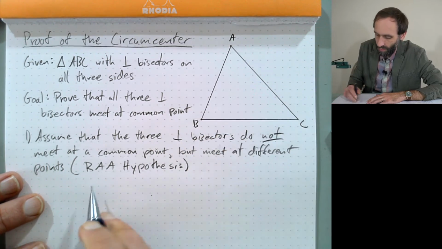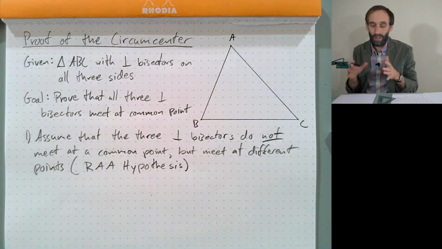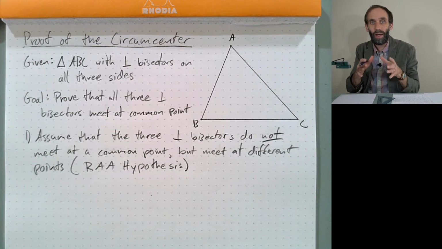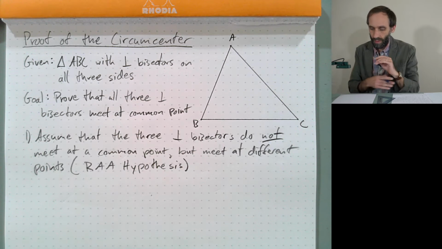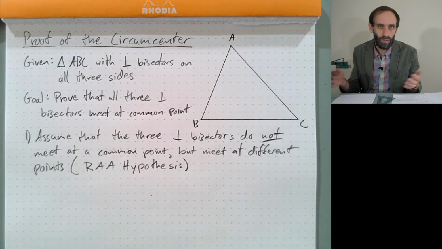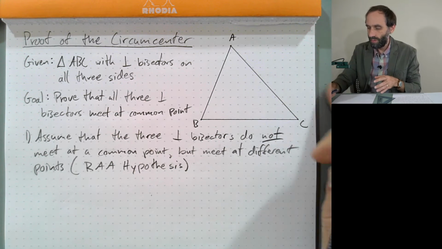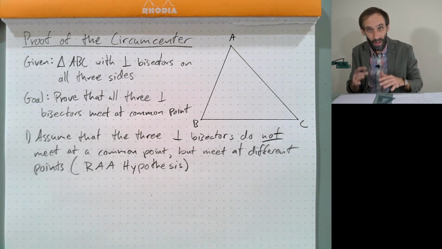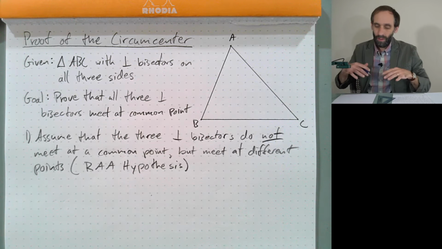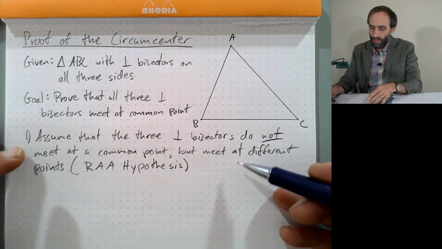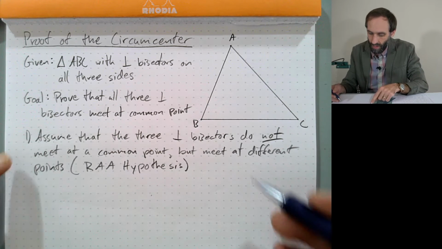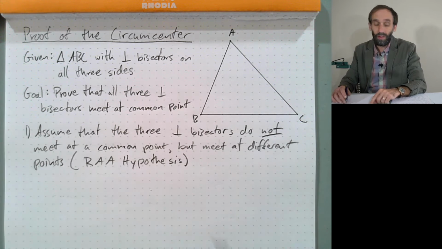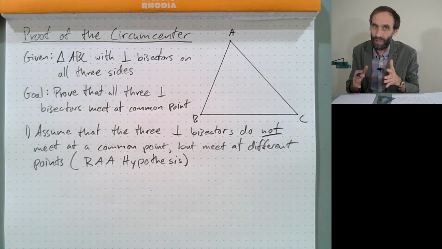Now, you don't really need to worry too much about the terminology side, but I will go ahead and explain it. RAA stands for reductio ad absurdum, which is Latin for something that we want to show is absurd or ridiculous. We want to reduce it to a contradiction. So we assume that the three perpendicular bisectors do not all meet at a common point. If we can use logic to result in a contradiction from that assumption, then we can come back to this and say it's false. If this is false, that means the three perpendicular bisectors do meet at a common point.